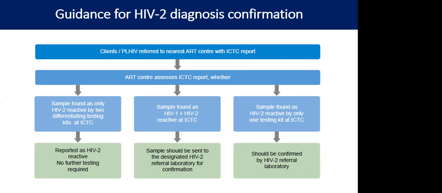Or it could be the other case, where the sample is found to be HIV-2 reactive by only one testing kit instead of two at the ICTC. Then it should also be confirmed by referral to the HIV-2 designated referral laboratory. And we need to remember that for the HIV-2 referral laboratory, established linkages are there. The patient has to go, not blood samples. Next slide.